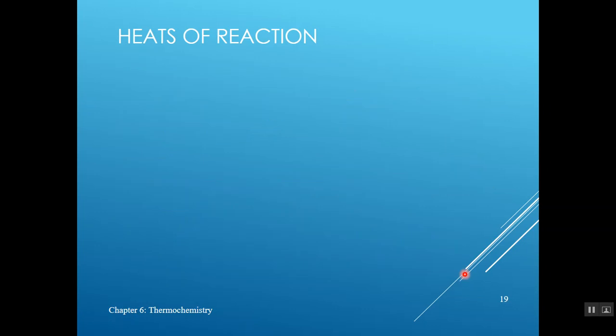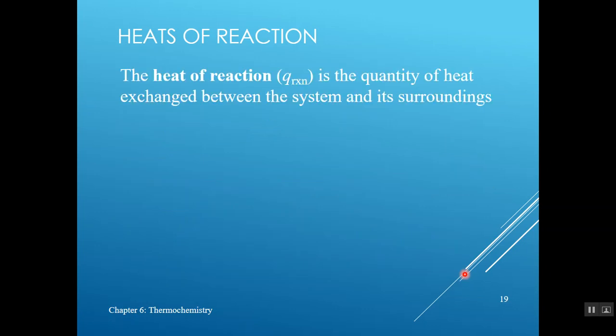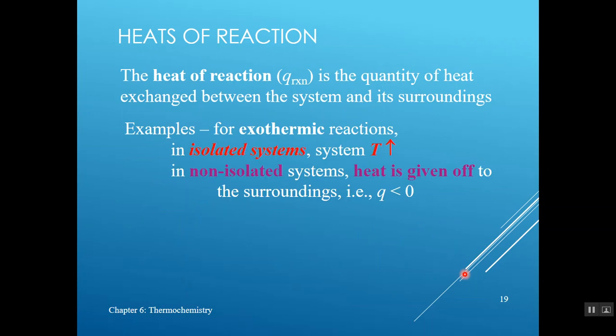All right? Now, let's talk about heats of reaction. The heat of reaction, Q reaction, is the amount of heat that is exchanged between the system and its surroundings. Now, in the case of exothermic reactions, by definition, what that means basically is that heat is given off. And that will take place in a non-isolated system. Heat is given off to the surroundings, and therefore Q is negative. In an isolated system, heat is given off, and as a result, the temperature will increase. All right. Now, in a non-isolated system, the temperature will also increase, but the extent of the increase would not be as high. We're going to see that in the next couple of slides.